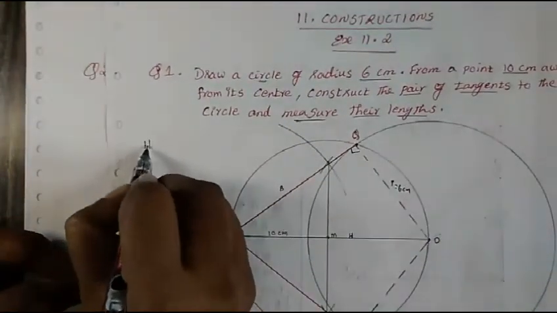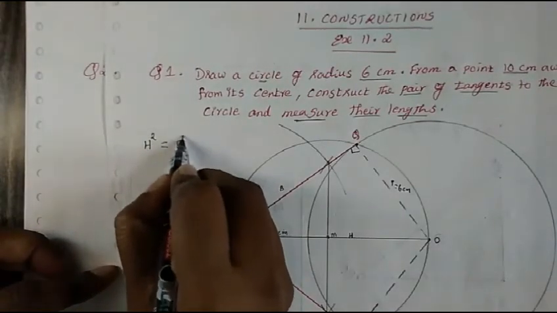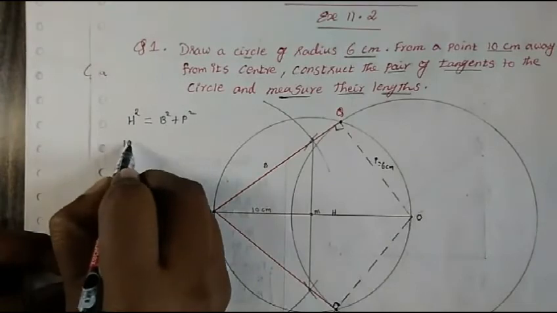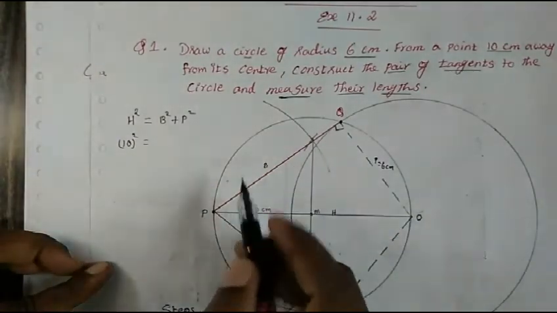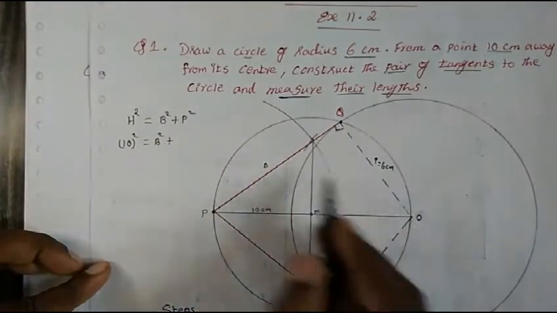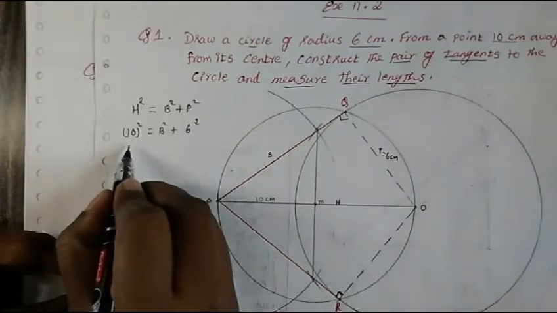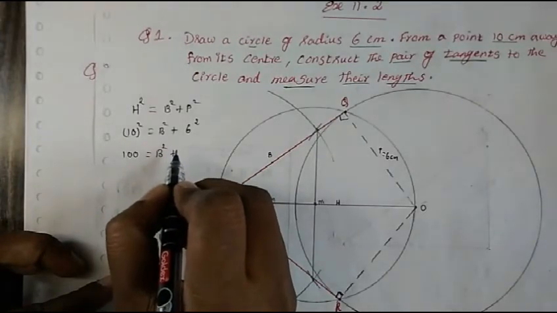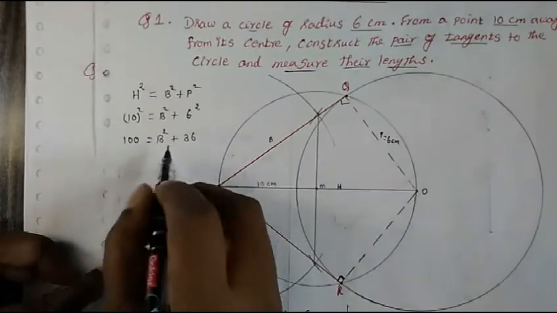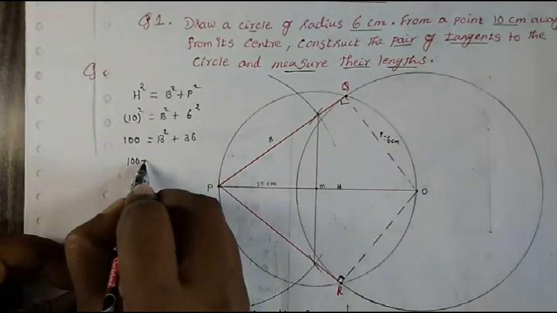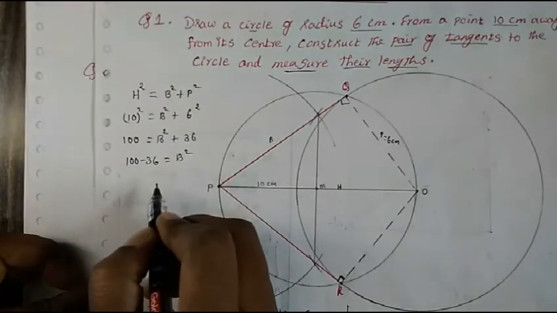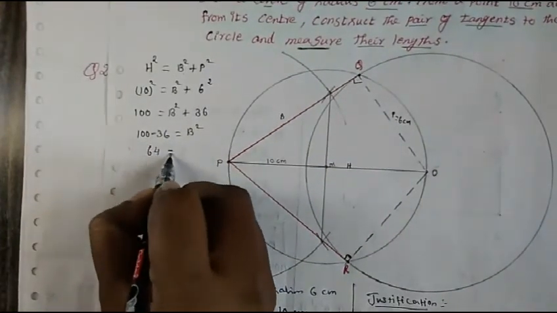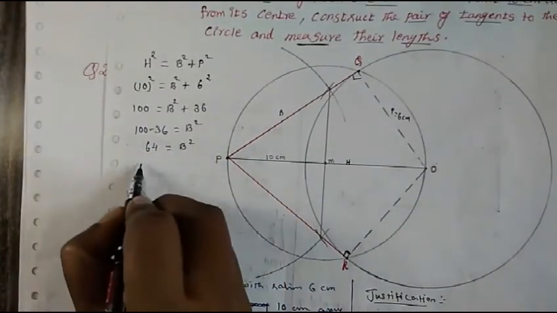So Pythagoras theorem says hypotenuse square is equal to base square plus perpendicular square. So hypotenuse is how much? 10 centimeter. So 10 centimeter square. Base is how much? We don't know, we keep it as it is. Perpendicular how much? 6 centimeter, so square. So 10 square will be 100. 6 square will be 36. So bring 36 here. So 100 minus 36. Base square we keep as it is. So now 100 minus 36 is 64. This square when it comes to this side, it will go under root.